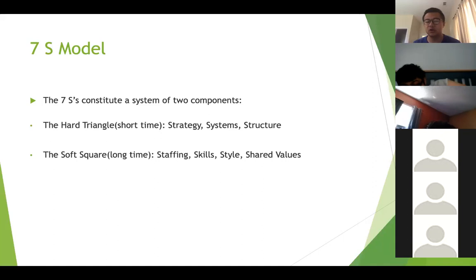But the soft square has to be achieved over a very long time, because it's very soft: staffing, skills, style, shared values, something like the culture of the company, people's thoughts, and their ways of dealing with work. So that is very hard to achieve in a very short time.